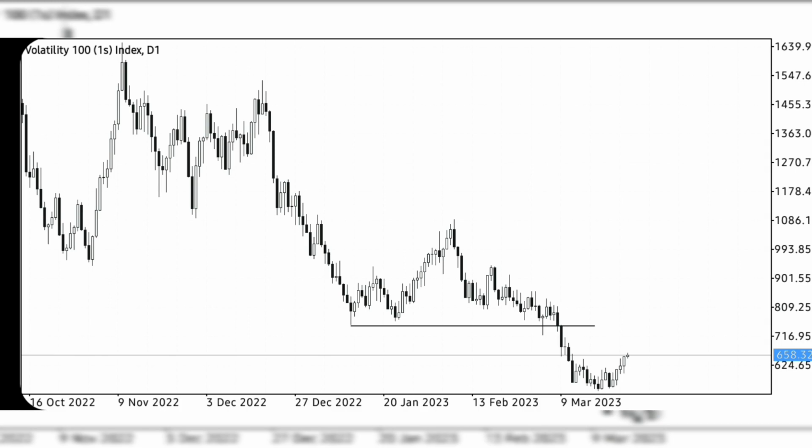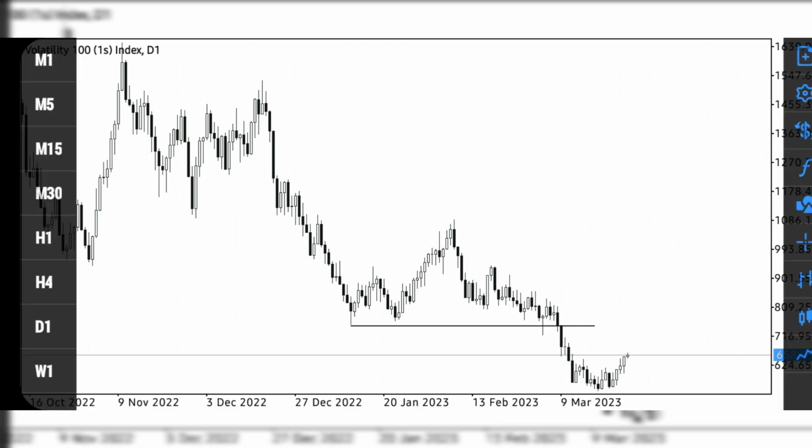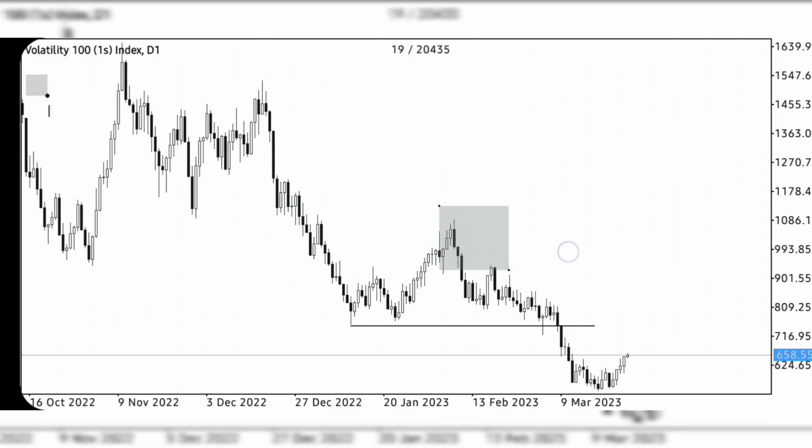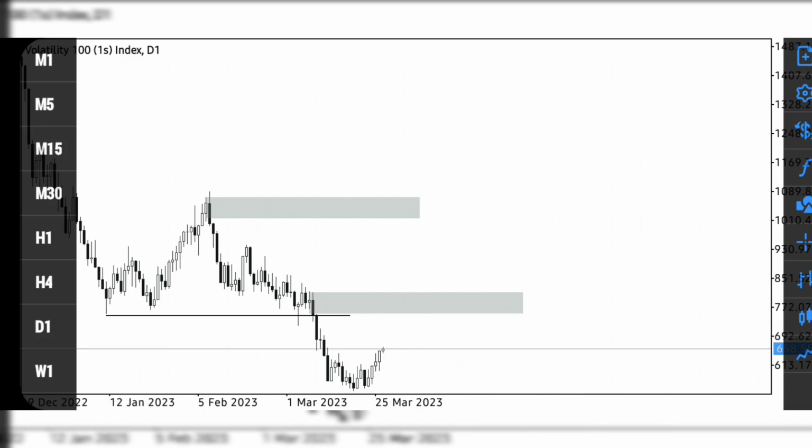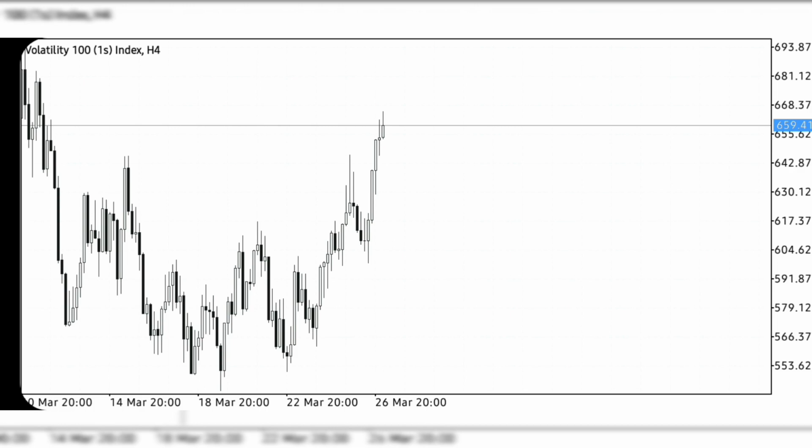What I am expecting is for the market to dip back into the internal structure on the daily time frame. I have about two untested supply zones here. I have the first one to be this. This is the first untested supply zone. Then I have the second to be this area. So these are my two untested areas that I am expecting the market to come back into and then react to.